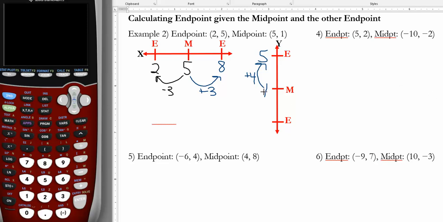And then likewise we have the same distance, just the other direction. So instead of plus 4, we have minus 4. And 1 minus 4 is negative 3. Leaving our endpoint as 8, negative 3.